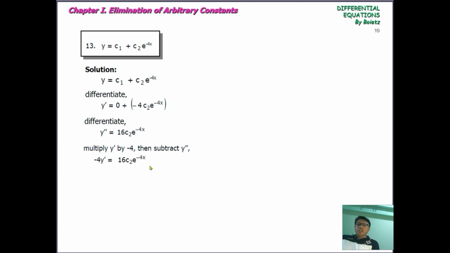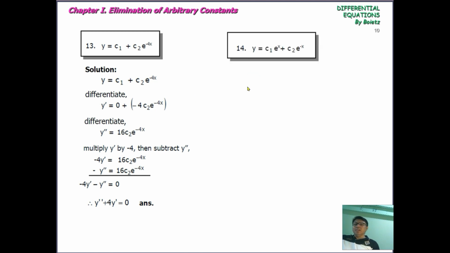Ito yun. Then subtract y double prime. Yan, subtract natin siya. Okay. Then mangyayari, negative 4y prime, then minus y double prime. Ito yun. Then dito magiging makakancel lang 0. Or, multiply the whole equation by negative 1. Ang lalabas is y double prime plus 4y prime equals 0. That is your final answer.